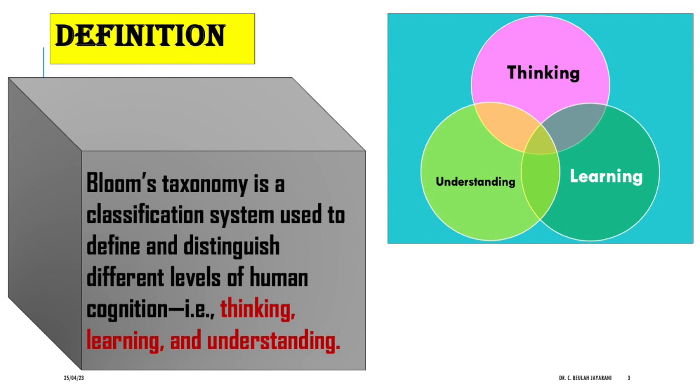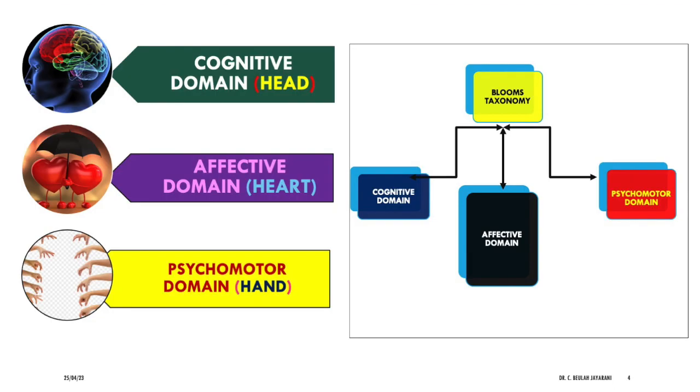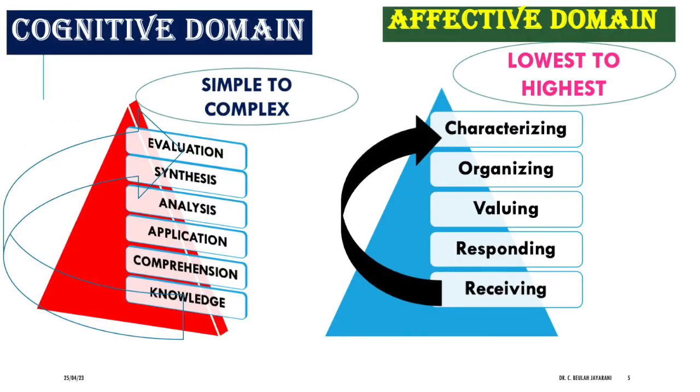Bloom's taxonomy is a classification system used to define and distinguish different levels of human cognition, that is, thinking, learning, and understanding. Bloom's taxonomy is a theoretical framework for learning, comprises three learning domains: the cognitive, affective, and psychomotor, and assigns to each of these domains a hierarchy that corresponds to different levels of learning. It's important to note that the different levels of thinking defined within each domain of the taxonomy are hierarchical.